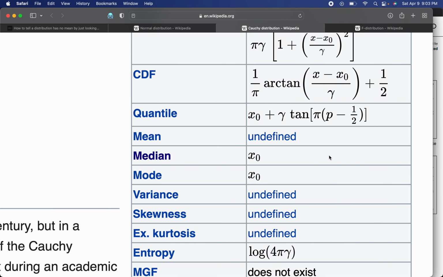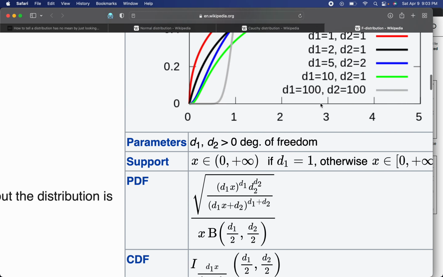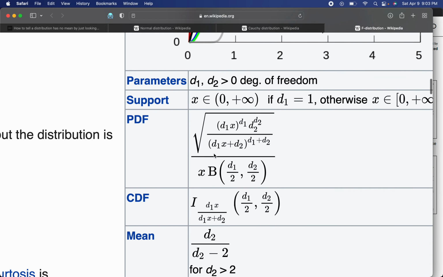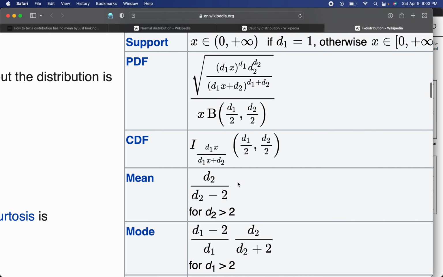And then you have something like the F distribution. Here is its probability density function. It has some complicated terms, a beta function down here. And what is its mean? It's d2 divided by d2 minus 2. It has two parameters, d1 and d2, but the mean exists only when d2 is greater than 2. If d2 is not greater than 2, then the mean is not defined.